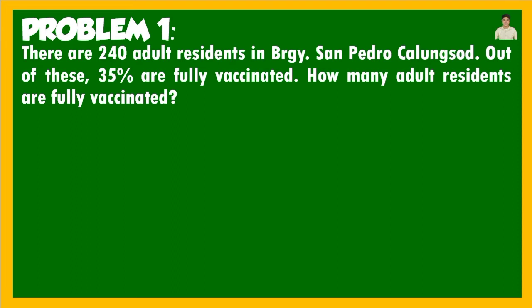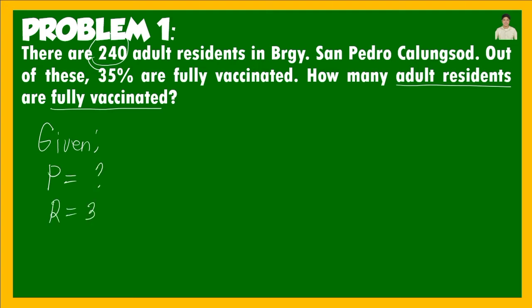So meron po tayong a total of 240 residents dun sa Barangay San Pedro Calungsod. And then out of these 240, 35% lang po ang fully vaccinated. Okay, so paano natin kukunin yung bilang ng adult residents that are fully vaccinated? So, how many adults are fully vaccinated? So, the missing or the unknown here is percentage kasi given yung base which is yung total 240 and then yung rate 35%. So, lista lang natin yung given. P here is the unknown.